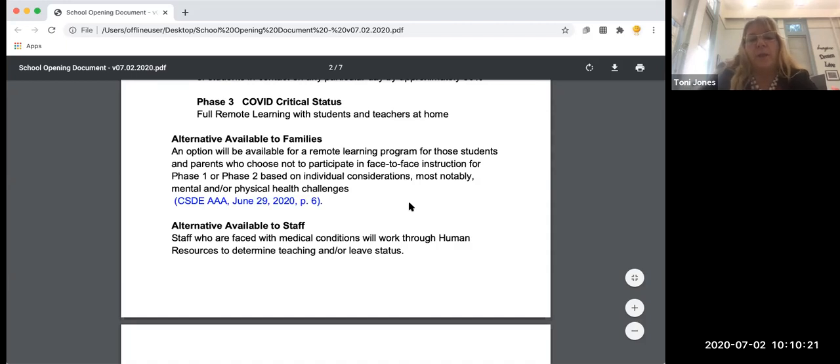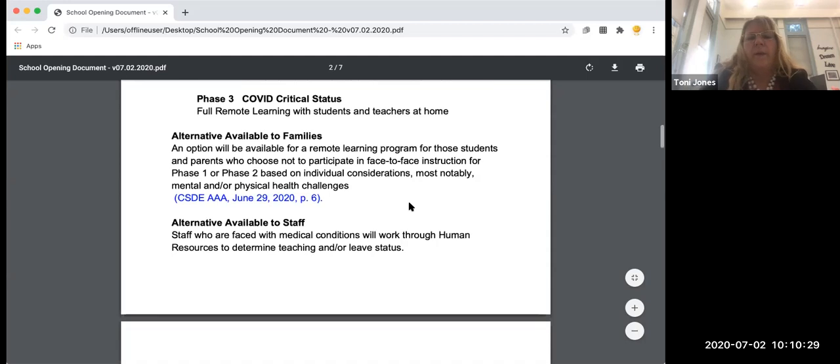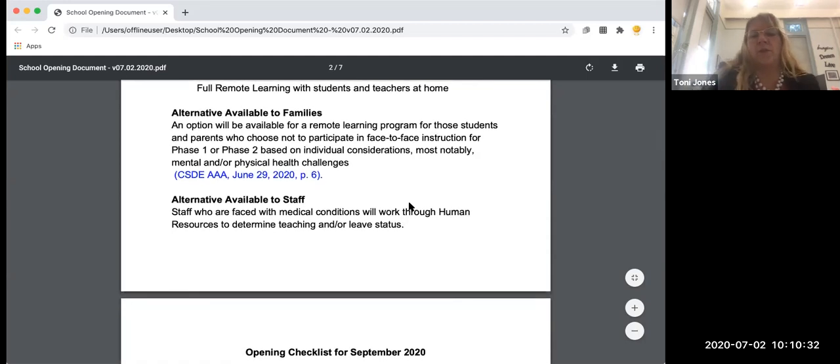This option is for remote learning. Again, the state is calling distance learning remote learning, so we're using those interchangeably right now. But remote learning is for those students and parents who choose not to participate in face-to-face instruction. This is going to be a big issue for us. We also have an alternative available to staff who are faced with medical conditions to work through HR and determine a teaching and or leave status. That can be a big issue for us.